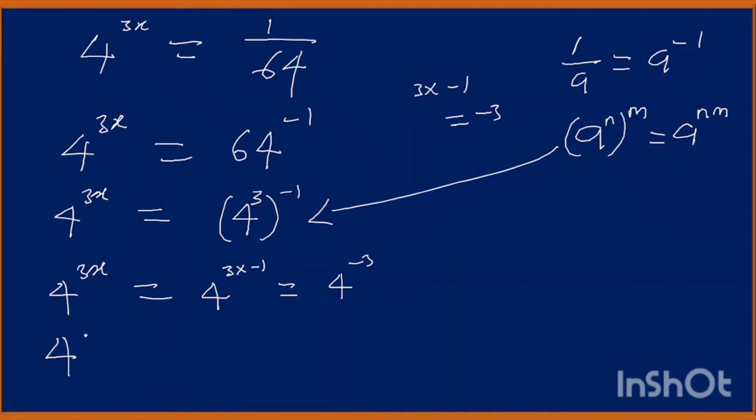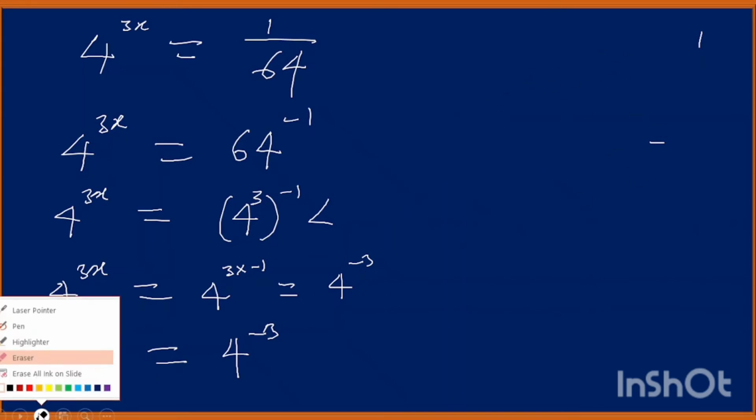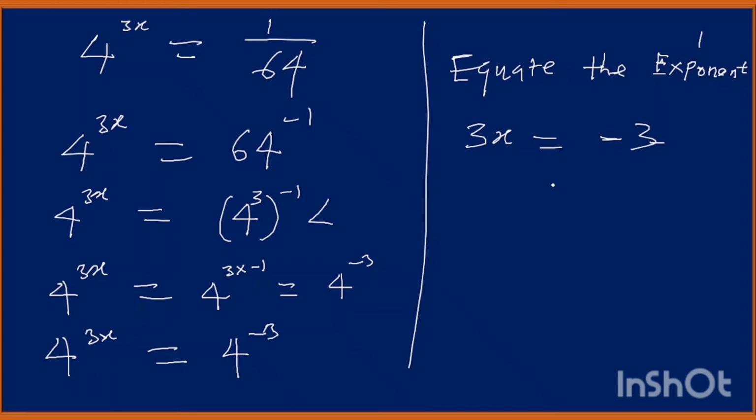So I have 4 raised to the power 3x is equal to 4 raised to the power what? Minus 3. So at this point, I've succeeded in having the same base. So all I'm going to do is to equate the powers. So let's do that. So I'm going to say equating. So equate the what? The index, or you say the exponent, any of them. So if I do that, I'm going to have 3x is equal to what? Minus 3. So 3x is equal to minus 3.